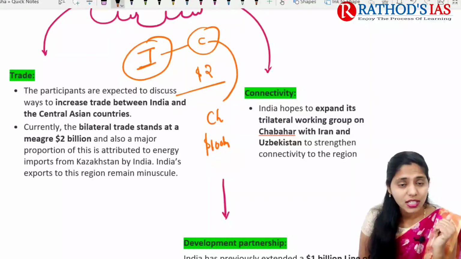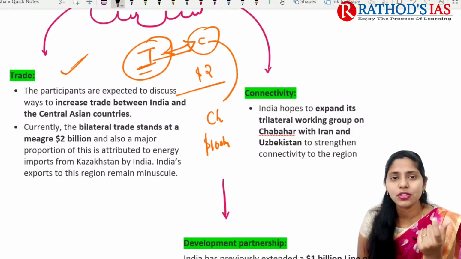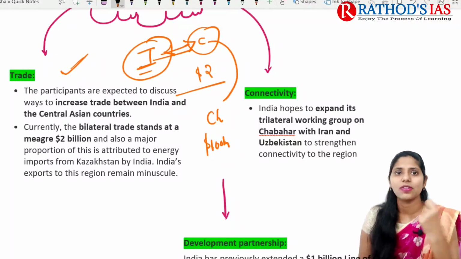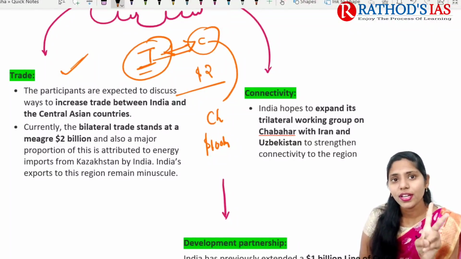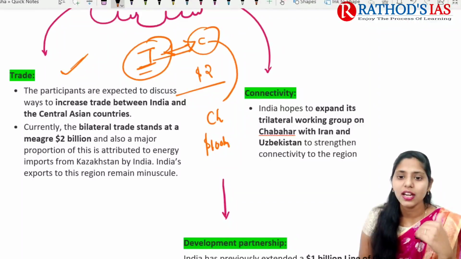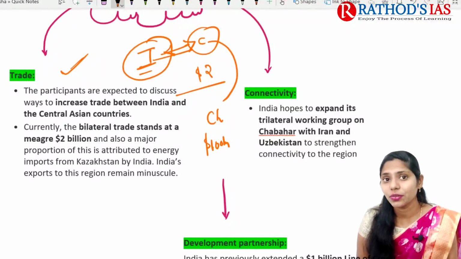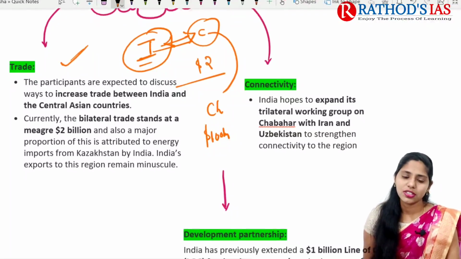So here, whatever the trade that we are having with Central Asia is very, very minuscule. They may have talked about how to increase the trade between Central Asian countries and India. And the second important issue here is connectivity. So India wants to expand the trilateral working group on the Chabahar port with Iran and Uzbekistan, such that they will go for strengthening of the connectivity with these Central Asian countries.